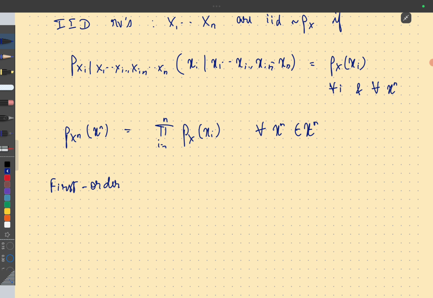Now we want to extend this definition to have some notion of dependence, right? What is the minimal amount of dependence that you can have in a sequence of random variables? One way of having this dependence is to say that each xi depends only on xi minus 1 and not on the previous xj's. So given xi minus 1, xi is independent of everything else that happened in the past.